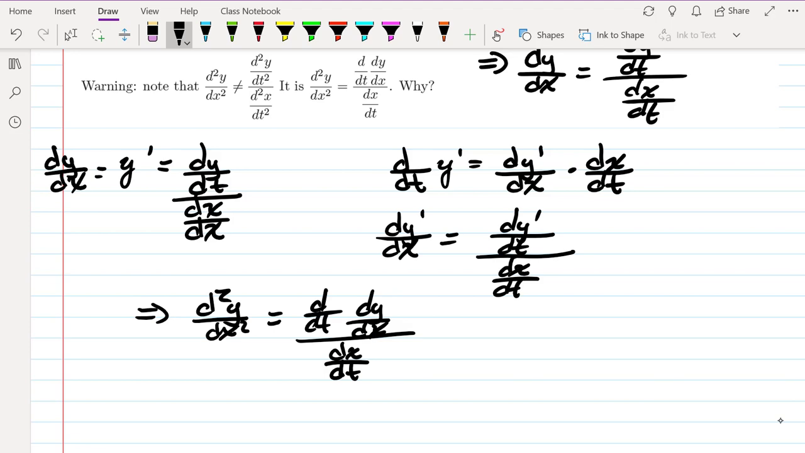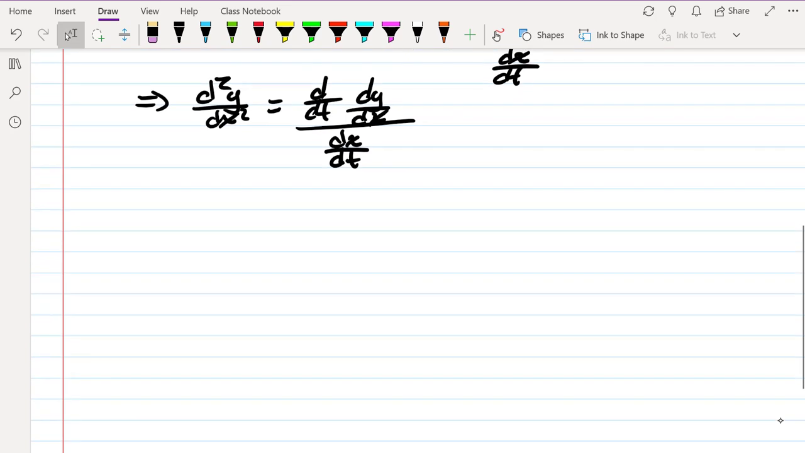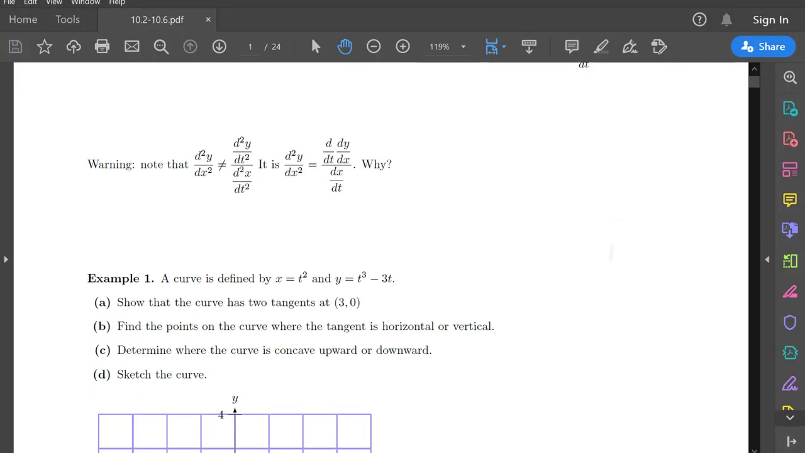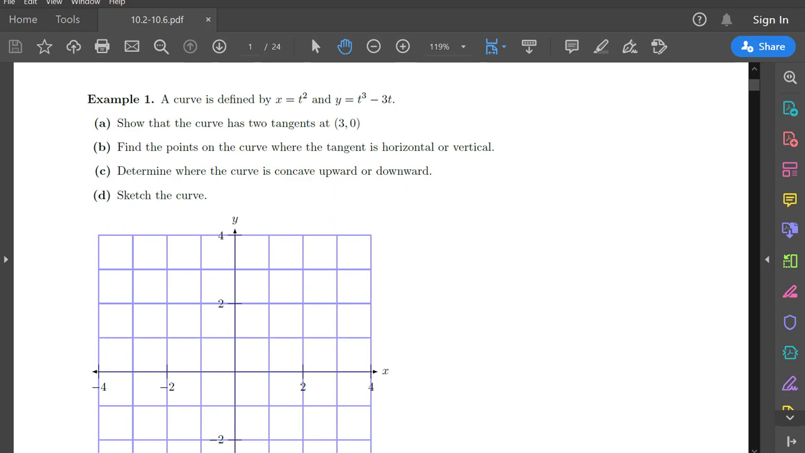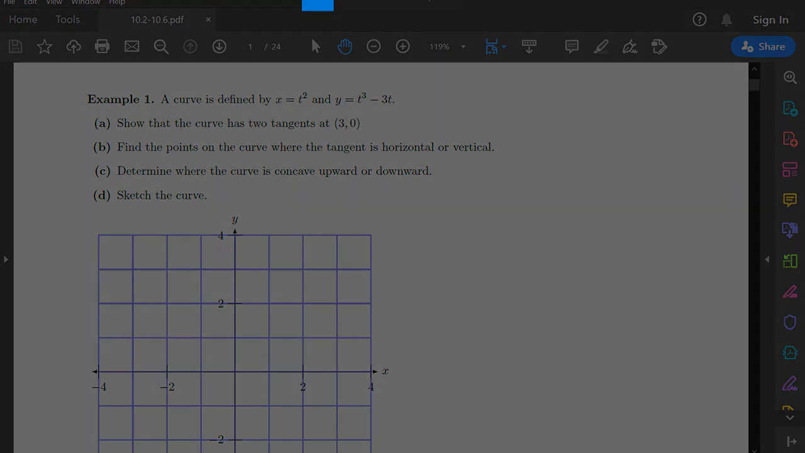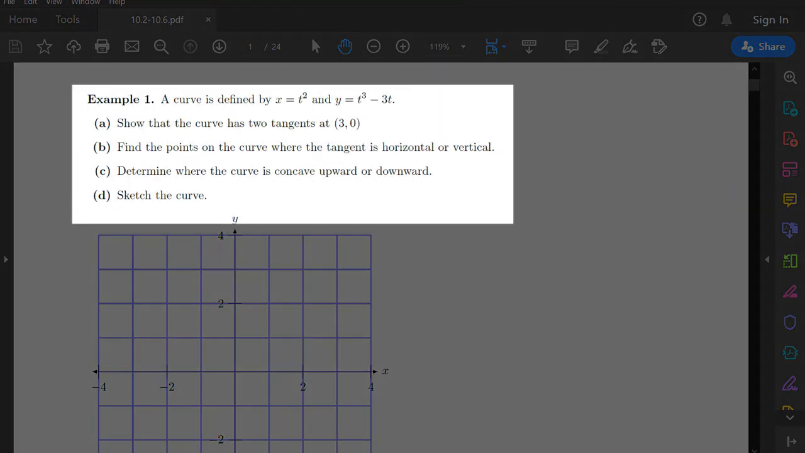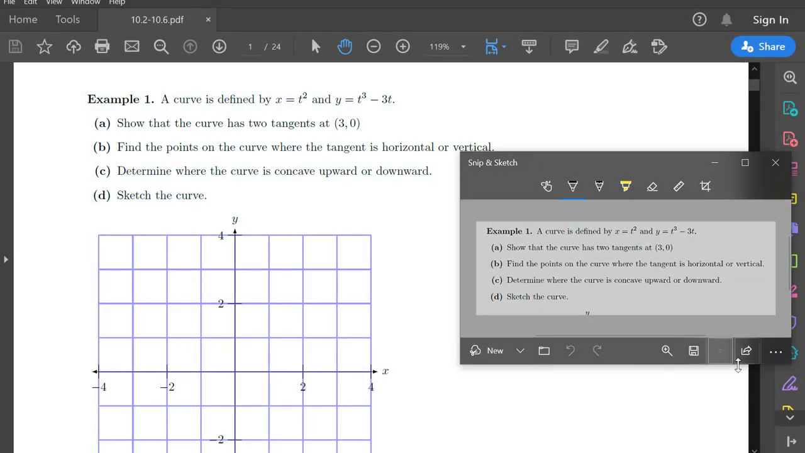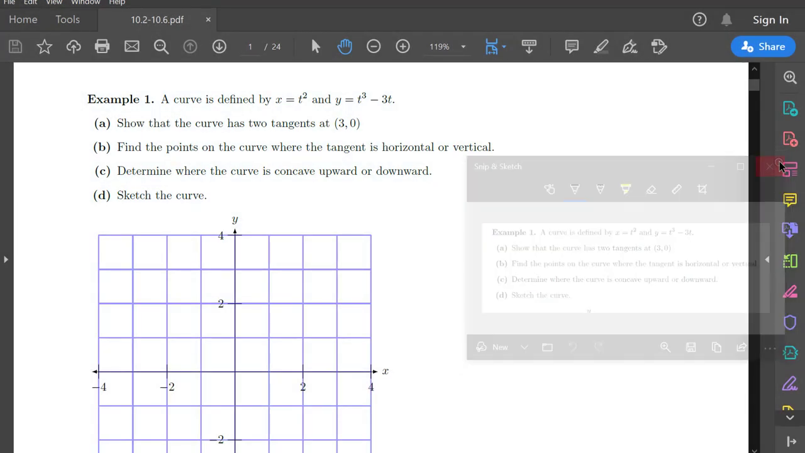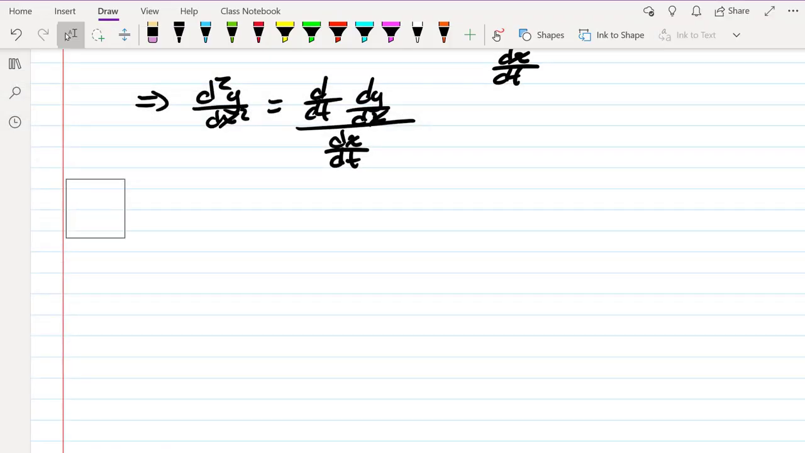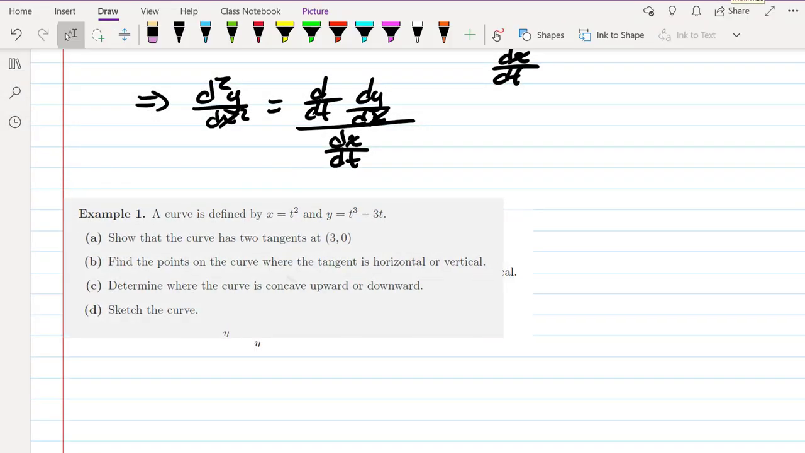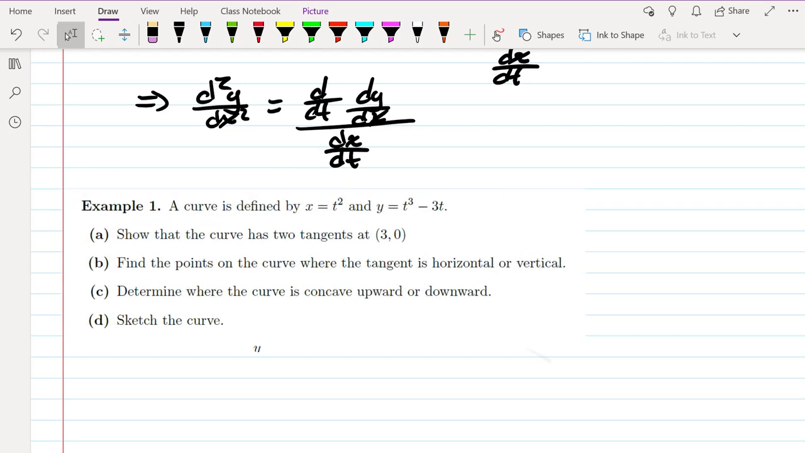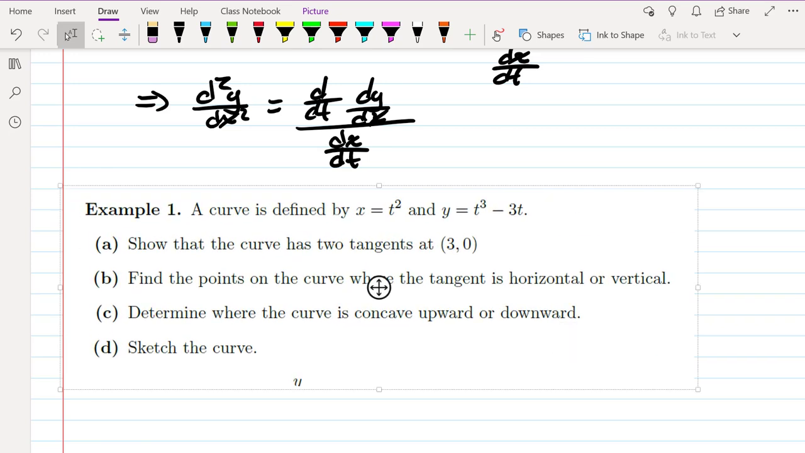All right, let's go ahead and take a look at our first example. If we look at example number 1, we're asked to do the following. A curve is defined by x equals t squared and y equals t cubed minus 3t. A, we want to show the curve has two tangents at the point (3, 0). B, find the points on the curve where the tangent is horizontal or vertical. C, determine where the curve is concave up or concave down, and then D, sketch the curve.